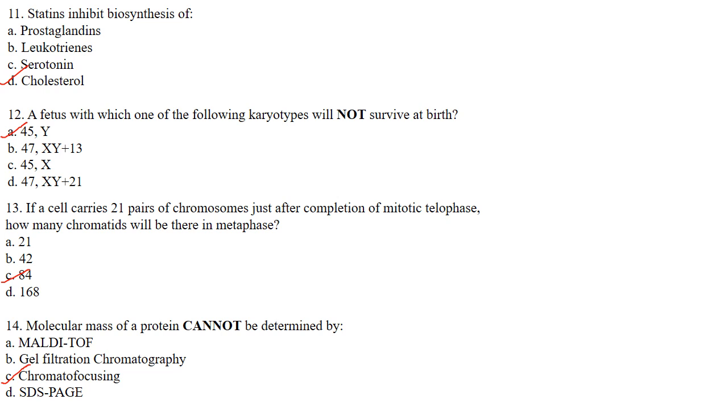Then next one. If a cell carries 21 pair of chromosomes just after completion of mitotic telophase, how many chromatids will be there in metaphase? So N is equal to 21, 2N is equal to 42. So mitotic metaphase will have 42 into 2, that is 84 chromatids. So the answer here is option C.